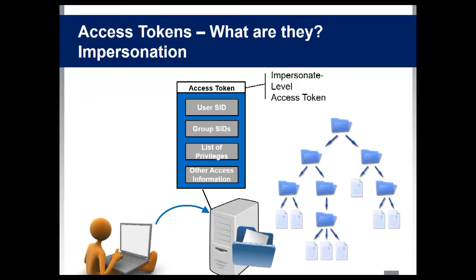So for that short period of time where the server is doing some work on behalf of the client, it's using that impersonate level access token of the user and is able to, again, like we saw before, compare the access list on the objects with the rights and membership of the user itself.